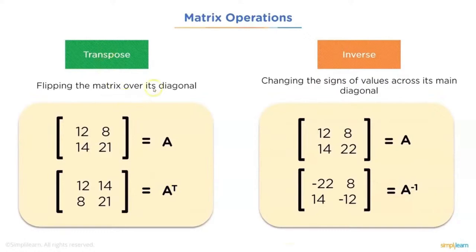Transpose. Flipping the matrix over its diagonal. It comes up all the time, where you still have 12, but instead of it being 12, 8, it's now 12, 14, 8, 21. You're just flipping the columns and the rows. And then, of course, you can do an inverse, changing the signs of the values across this main diagonal. And you can see here we have the inverse, A to the minus 1, and it ends up with, instead of 12, 8, 14, 12, it's now minus 22, minus 12.